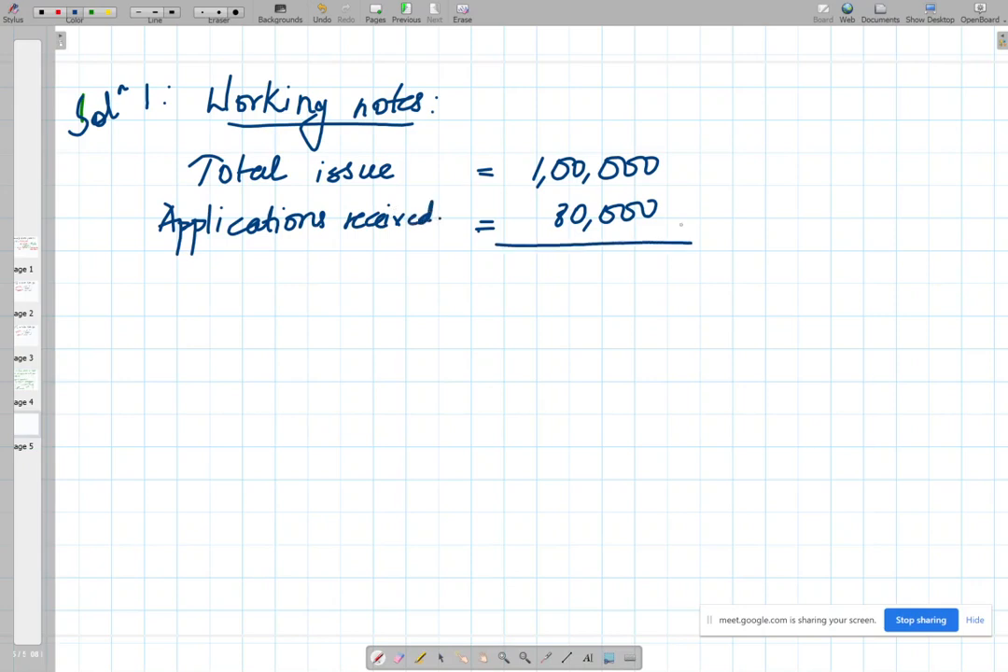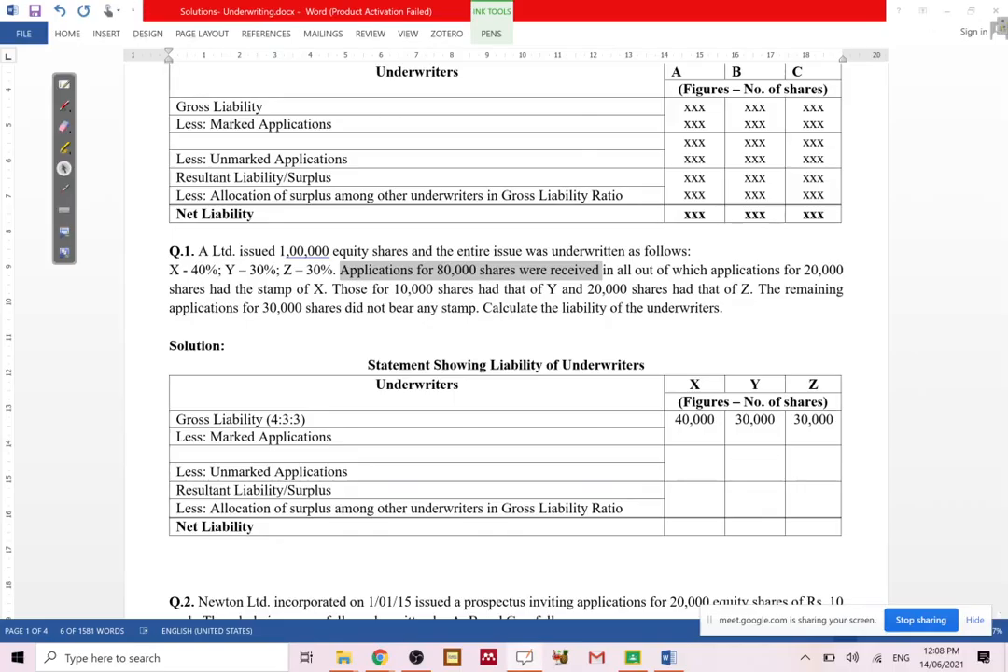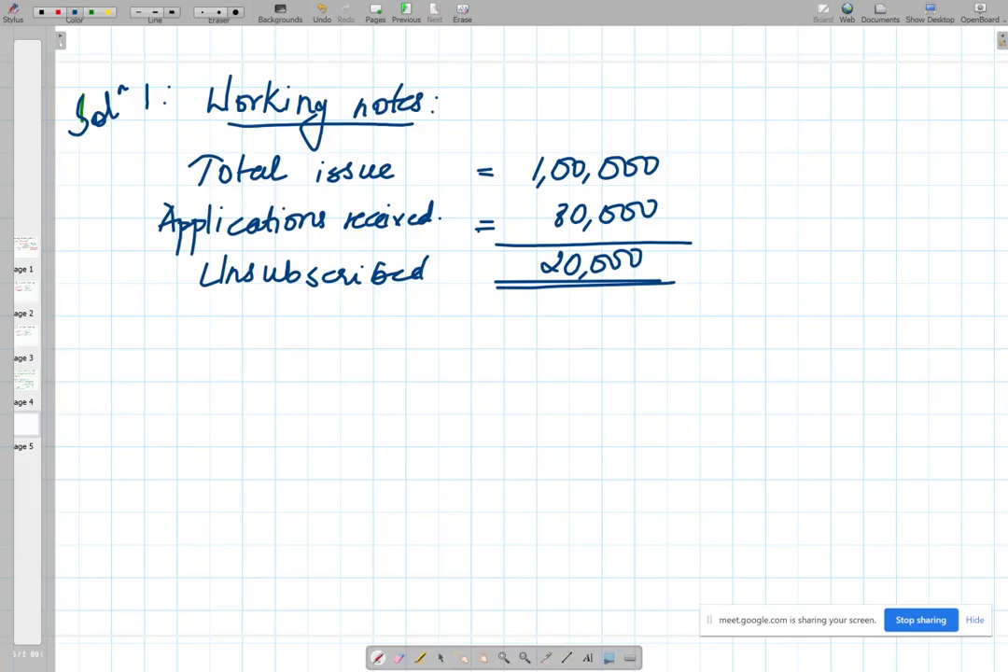What does this mean? The remaining 20,000 remained unsubscribed. Okay, so from this issue, would you say that the issue is undersubscribed or oversubscribed? In this case, it is an undersubscription, right? So the issue we say has been undersubscribed by 20,000 applications. All right. So this is where the underwriters come into the picture. Fine. So this shows us how much is undersubscribed.